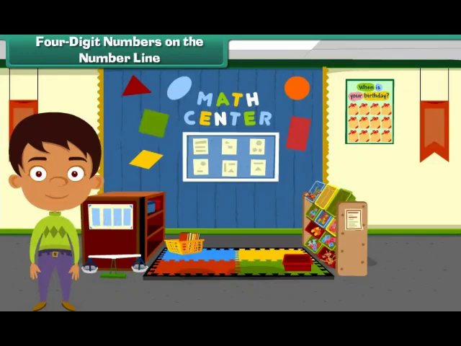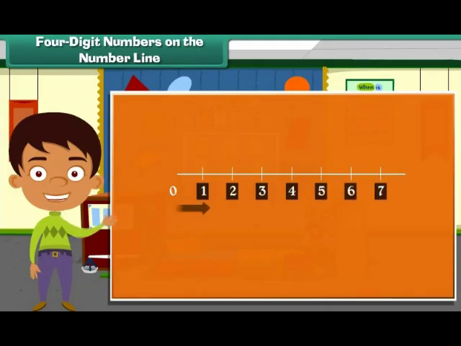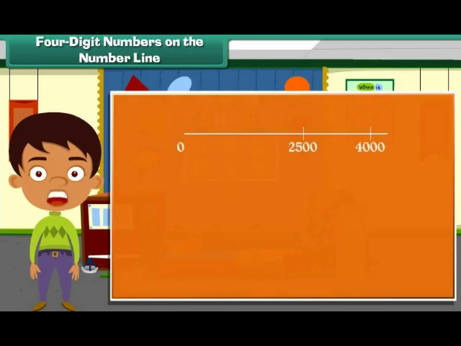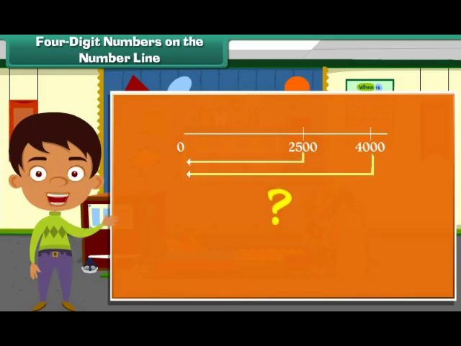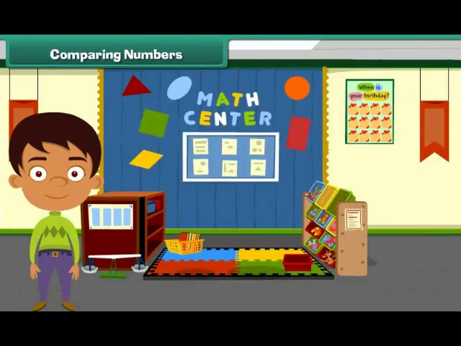Four-digit numbers on the number line. A number line is a line used to represent numbers. A number line has equally spaced divisions. The smaller numbers are placed nearer 0 than larger numbers. Compare the positions of 4,000 and 2,500 on the number line. Which number will be nearer 0? Which of the two is bigger? 2,500 will be nearer 0. 4,000 is bigger.